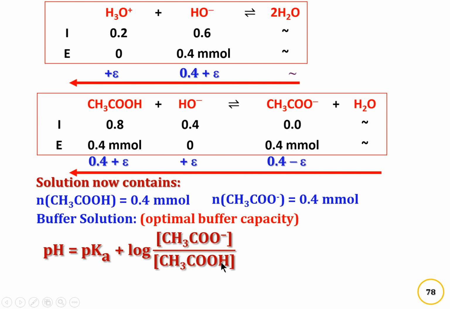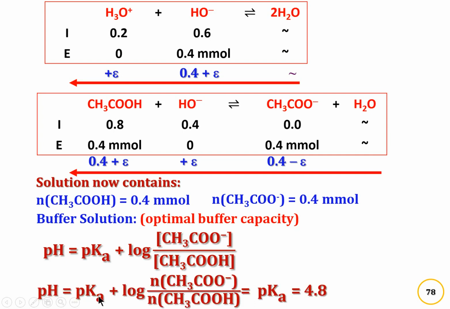So pH equals pKa of the couple involved plus log of the concentration of base divided by the acid at equilibrium, which is equal to the initial. So pH equals pKa plus log of the number of moles of acetate divided by the number of moles of acetic acid. So plus log 1 equals 0, and the pH equals the pKa of the couple, equal to 4.8. So we prepare a buffer solution of optimal capacity since the pH equals pKa.